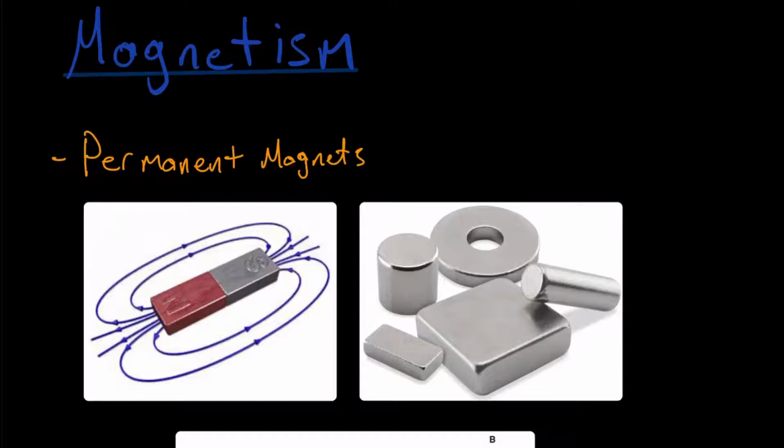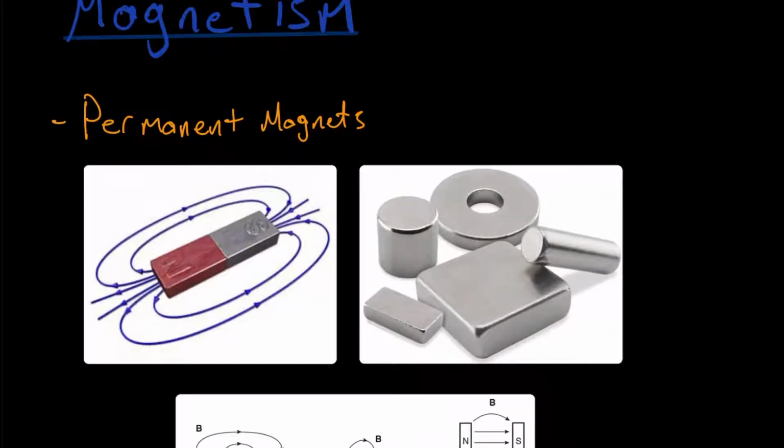Hello everyone, in this video we're going to learn about magnetism. Let's start with permanent magnets. Permanent magnets are magnets that naturally occur in the world. They were found many years ago and the first compass was made with them.